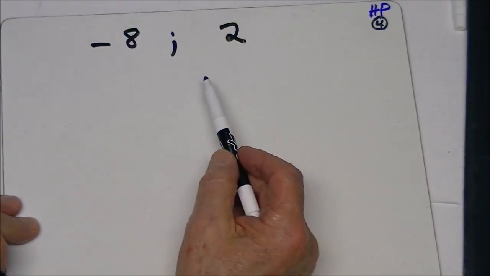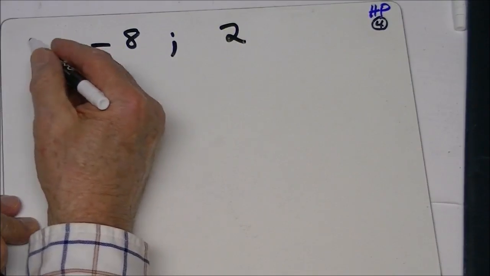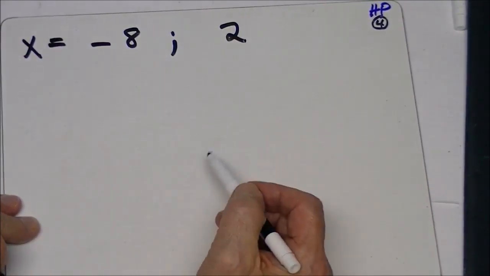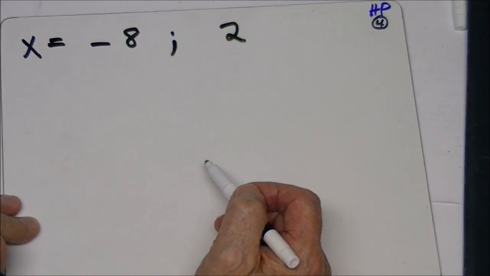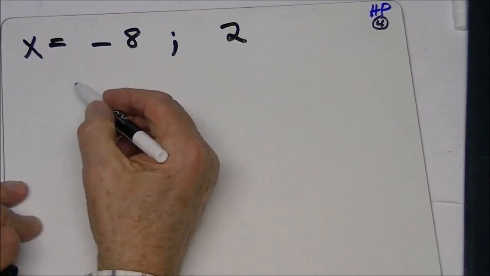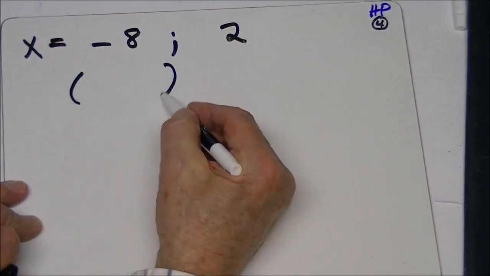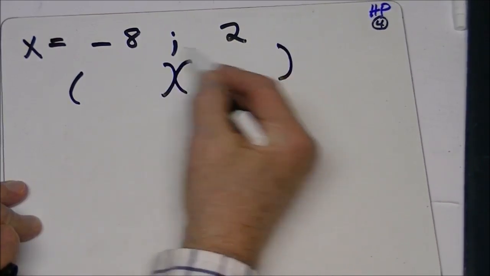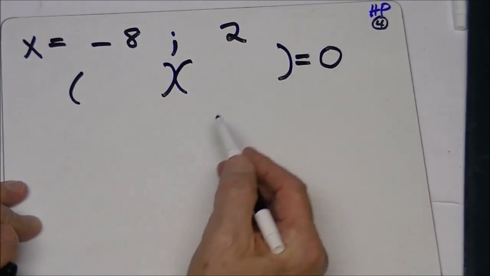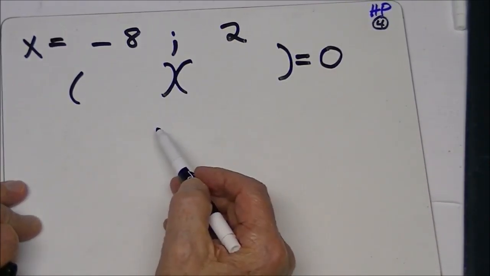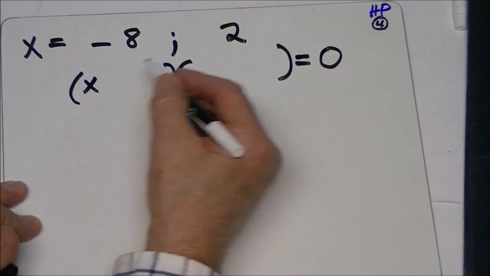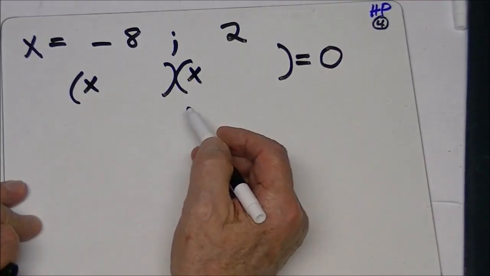When these are the answers, x equals -8, x equals 2. And we said we would just reverse the process. That is, we got these answers by factoring. So we put two sets of parentheses. Now we know our x is there and there.